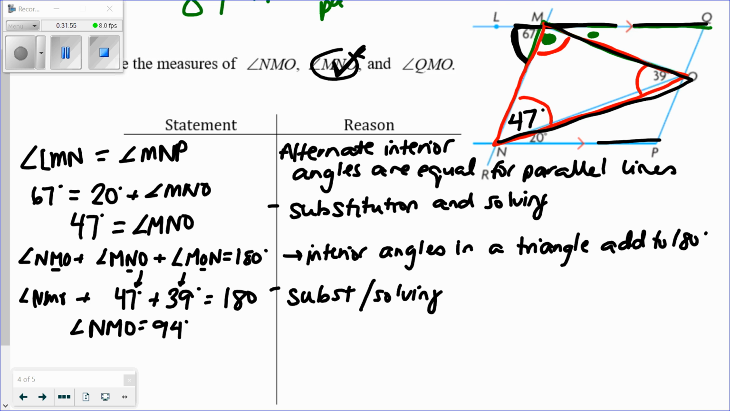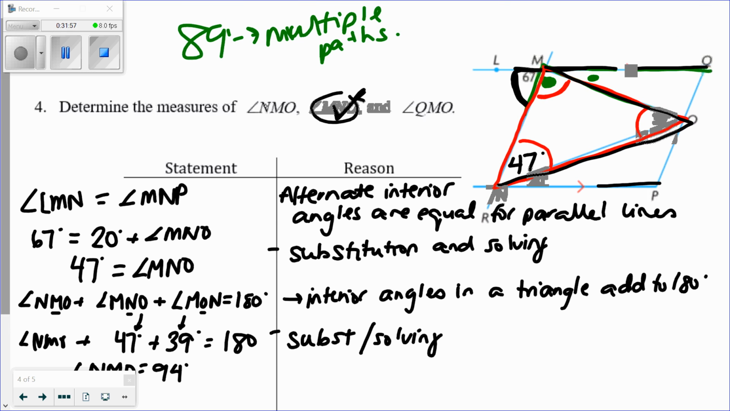All right, so NMO, that was one that we needed as well. So we're done 2 of the 3. The last one we're looking for is the one right there. And so again, I'm going to erase some stuff, pause it if you're waiting.